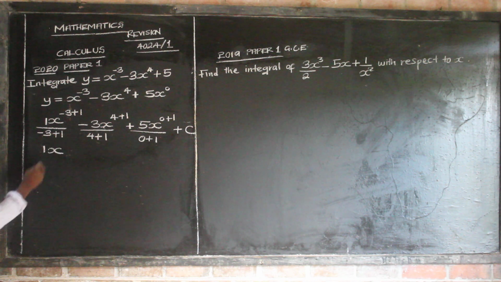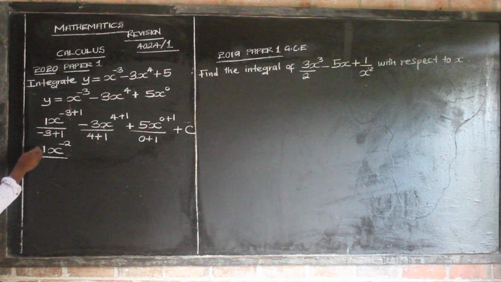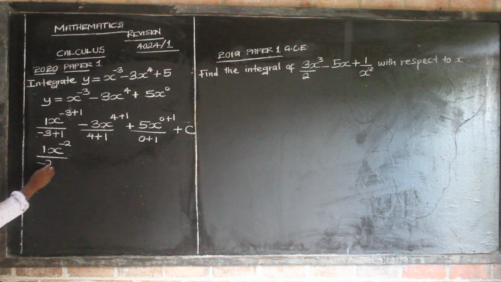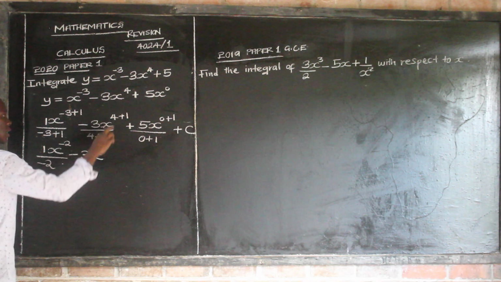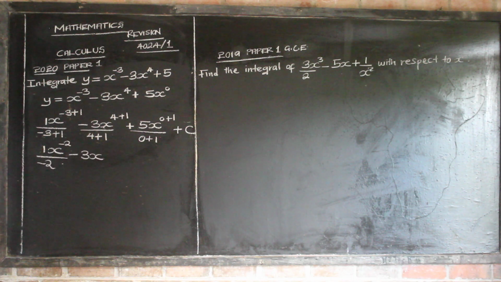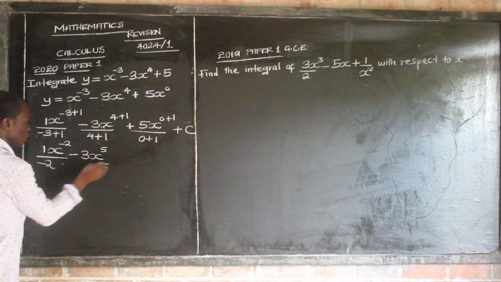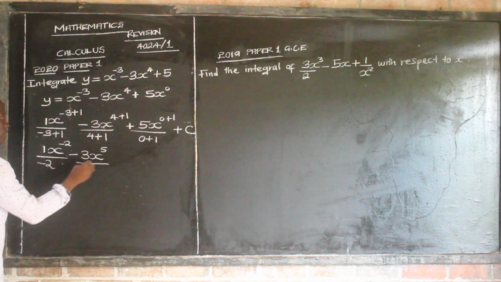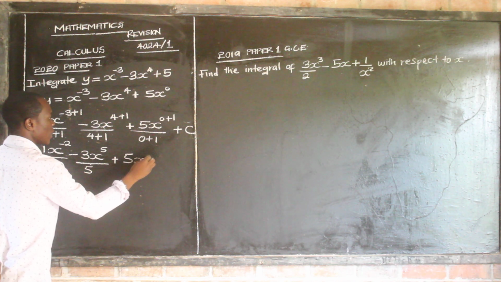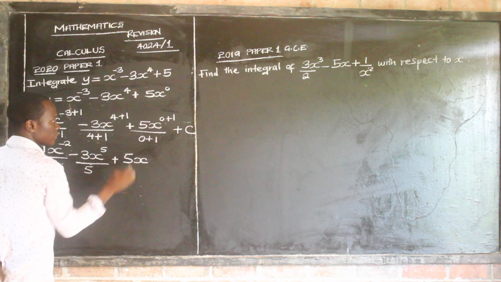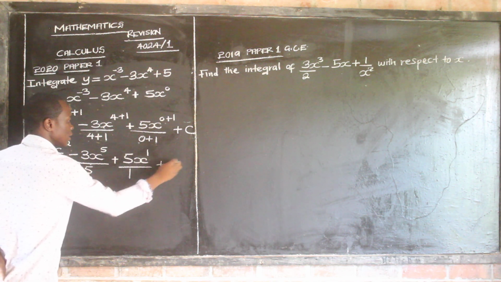So we can move on and say 1 over, then you say x. Negative 3 plus 1, you get negative 2, over negative 3 plus 1, you get negative 2. Then minus 3x, 4 plus 1 gets 5, over 4 plus 1 gets 5, plus 5x to the power 0 plus 1, you get 1, over 0 plus 1, you get 1, plus c.